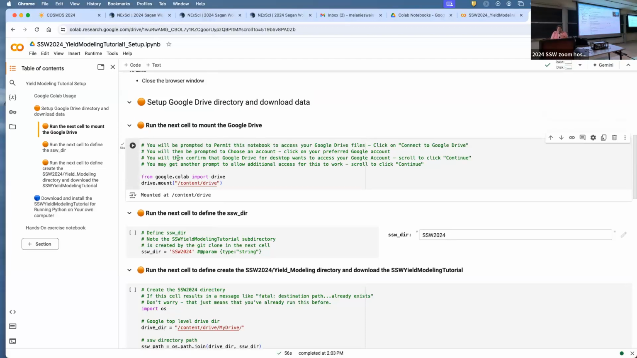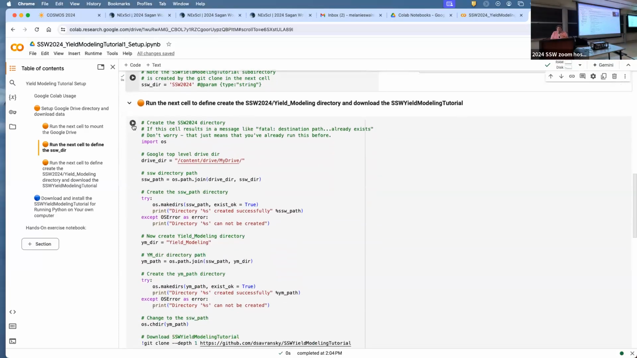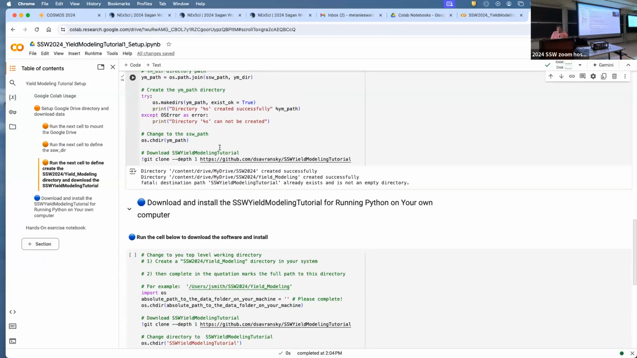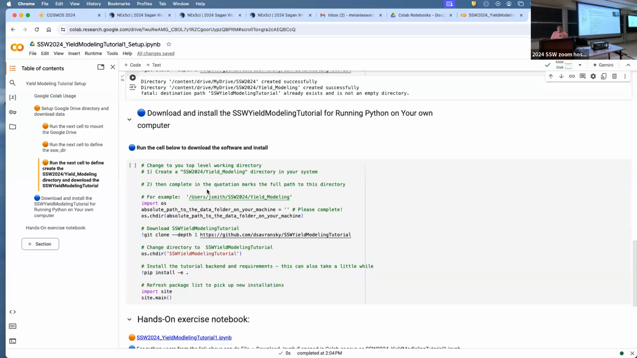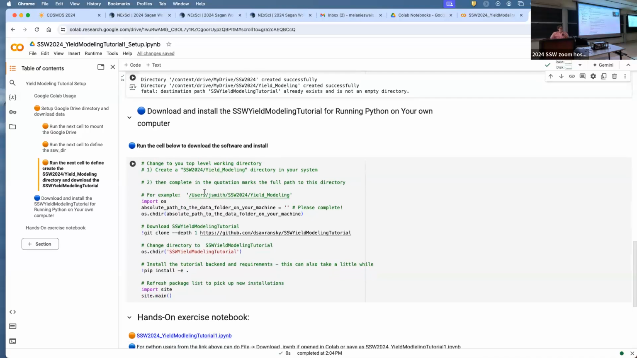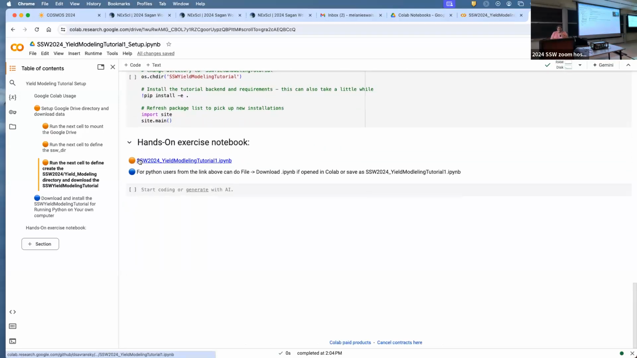All right, so we have mounted our drive here. I'm going to run the next cell, and all this is going to do is define the working directory for us, and then the next cell, we're creating the directory. You don't have to do any inputs, just run these cells. And then we get to the blue section. So if you're downloading this to run locally on your computer, do the blue cell. I'm not going to do that. I'm using Colab here for the demo. And now we can go to the notebook with the tutorial.